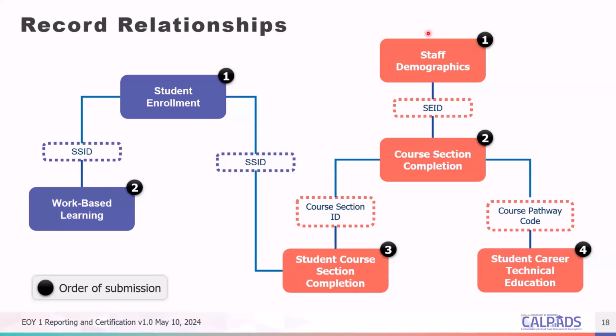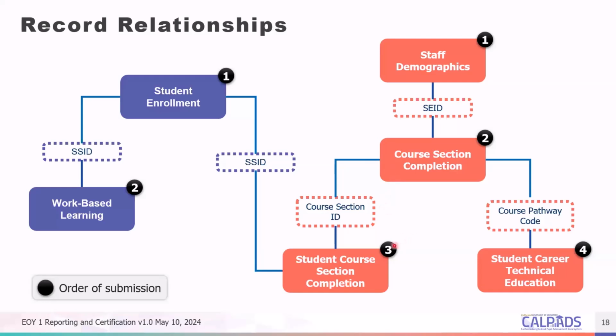Once the staff demographic or STEM file submission is complete, the course section completion or CRSC file should be submitted and posted. The SEID from the staff demographic file will tie the teacher to the course section. After courses have been posted in CalPADS, the student course section completion or SCSC file can be submitted and posted. The SCSC records are tied to individual courses via a shared course section ID. And so the course section ID will tie the student course section completion to the course itself.